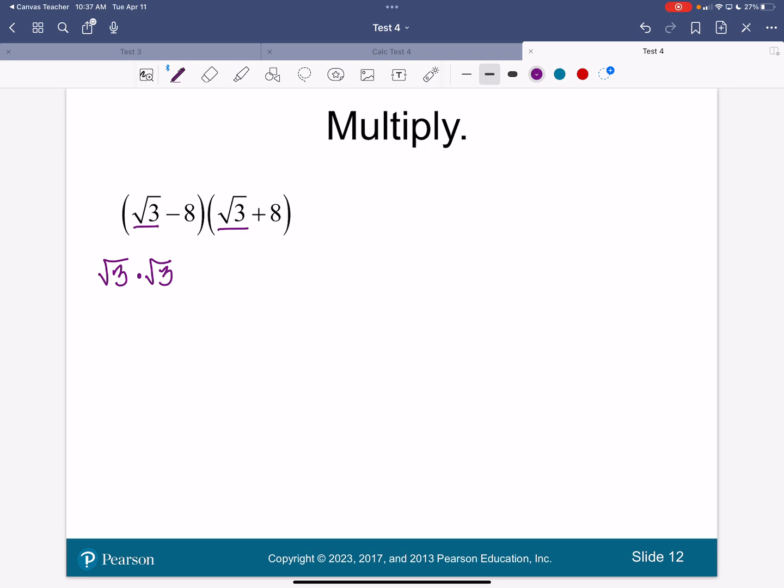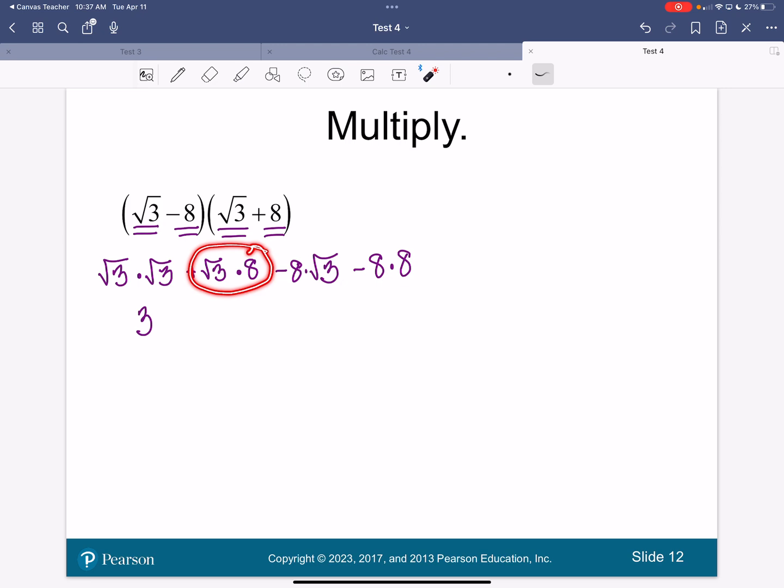Okay. Then my outer is square root of 3 times positive 8. My inner is negative 8 times square root of 3. And then my last are negative 8 times 8. Okay? So, right here, I'm only focused on this part right here. What is square root of 3 times square root of 3? 3. Okay?